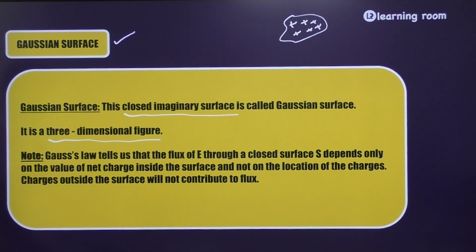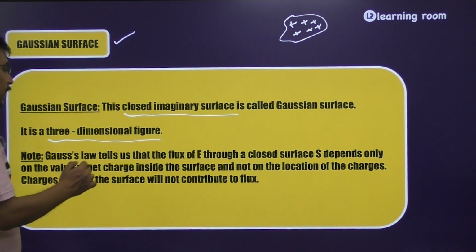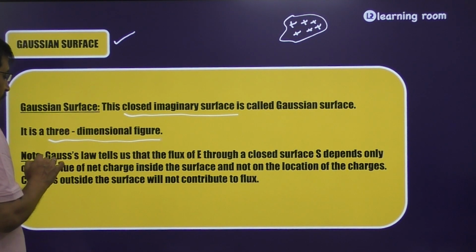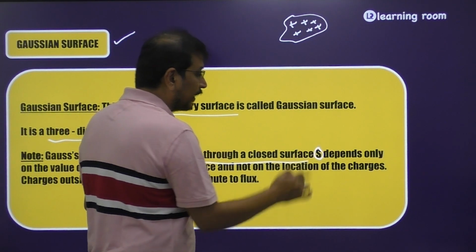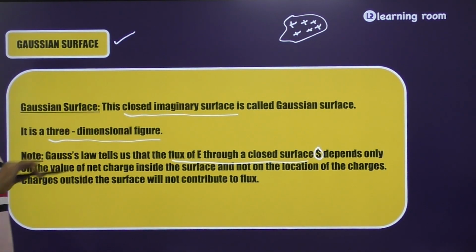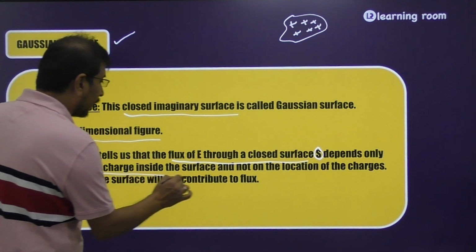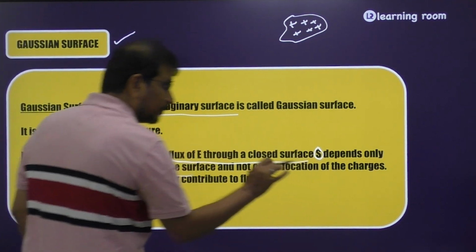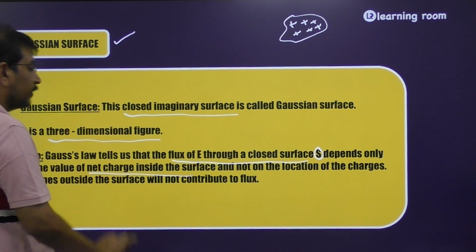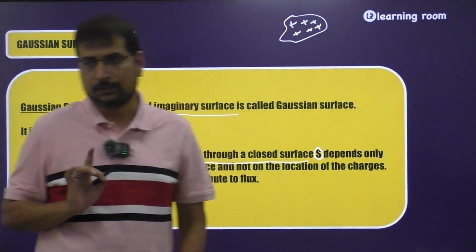It's mostly a 3-dimensional shape, right? And here, if you read this note, one point that we need to concentrate upon is that Gauss law tells us that the flux through any closed surface S depends only on the value of the net charge inside the surface and not on the location of the charges outside the surface. And the next point is, charges outside the surface will not contribute at all. Listen to this point carefully.